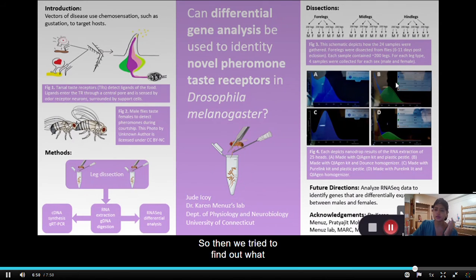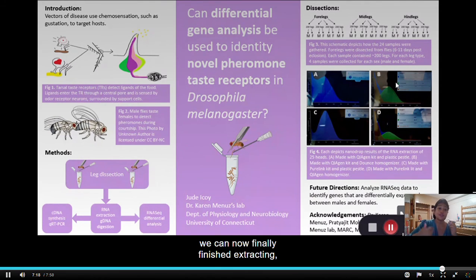So then we tried to find out what was the problem, right? So we used the new Purelink kit and we used one of the QIAGEN homogenizers, and we found that although the concentration did increase a little bit, there was still, as you can see, a lot of salt contamination, a lot of protein contamination. So we can reasonably conclude that it was probably just due to the old QIAGEN kit being a little old.